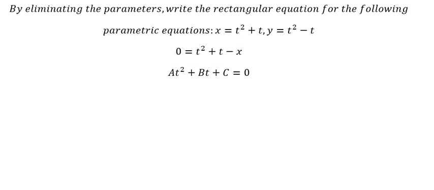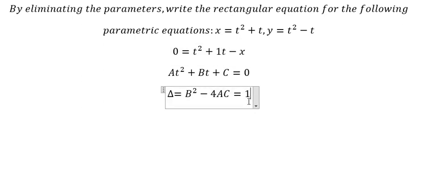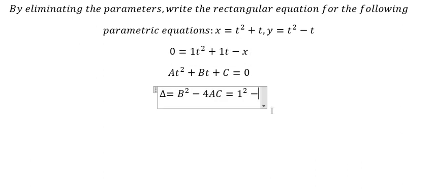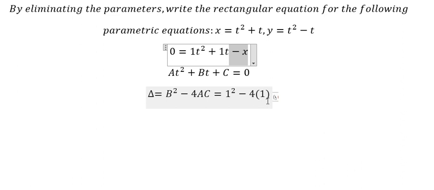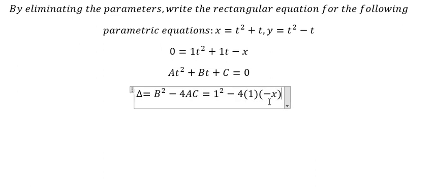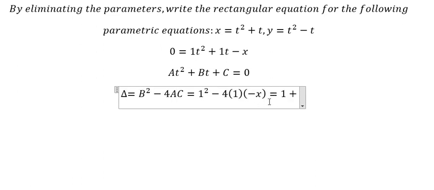So we have the formula in here, that is about delta equals b squared minus 4ac. So b, that is about number 1 in here. a, that is about number 1 in here. c, that is about negative s. So we simplify and we have like this.